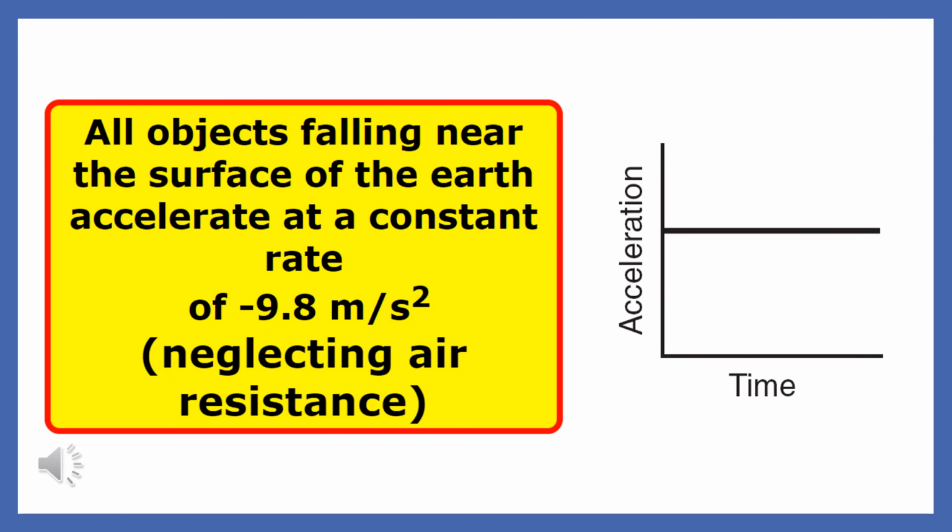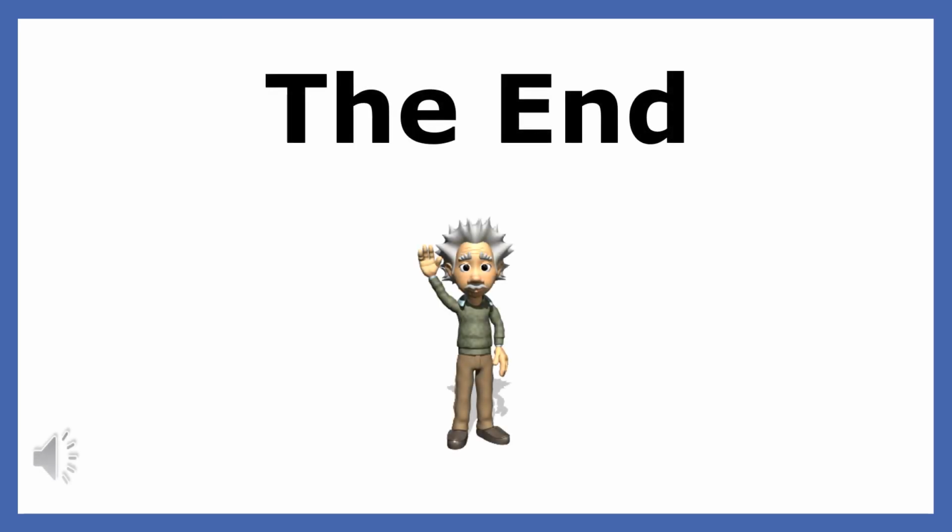All objects falling near the surface of the Earth accelerate at a constant rate of negative 9.8 meters per second squared. Remember, that's neglecting air resistance. In this presentation, you learned that when air friction is insignificant, all masses accelerate at a constant rate of negative 9.8 meters per second squared.